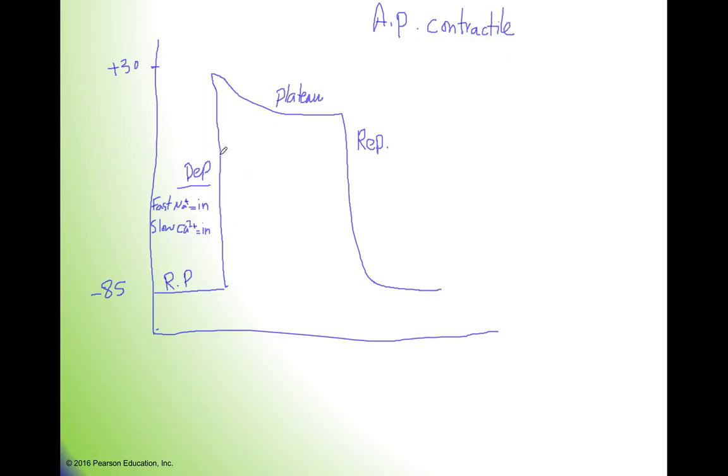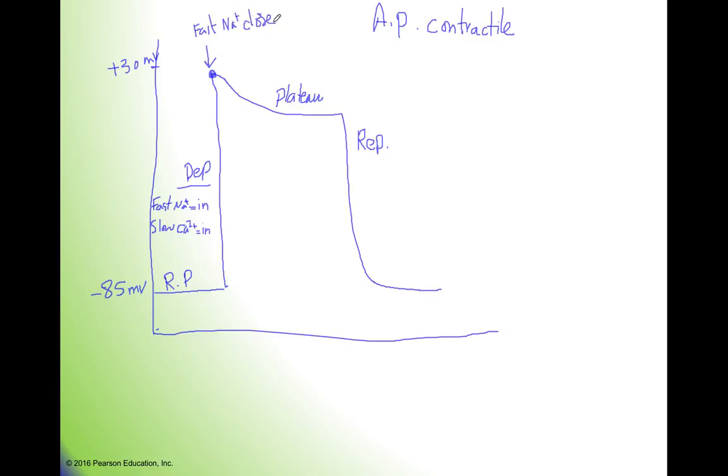So the depolarization phase of this happens because sodium is rushing in at a very fast speed, and also a little bit of calcium coming in using the slow calcium channels. So this causes a change in the voltage from -85 to +30 millivolts. When you get somewhere up here, which is around +30, your fast sodium channels are going to close up. So up here, we're going to say fast sodium close.